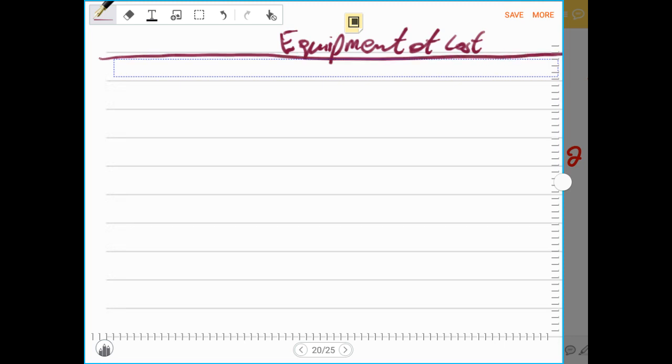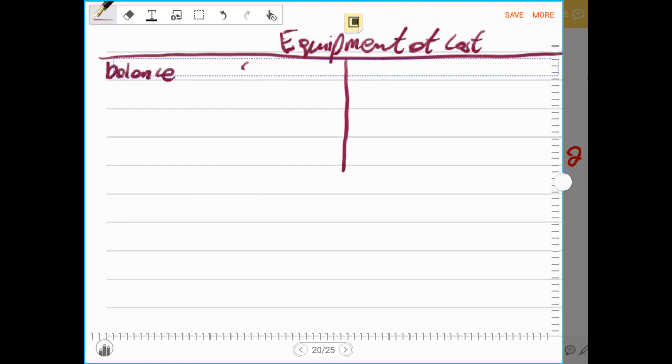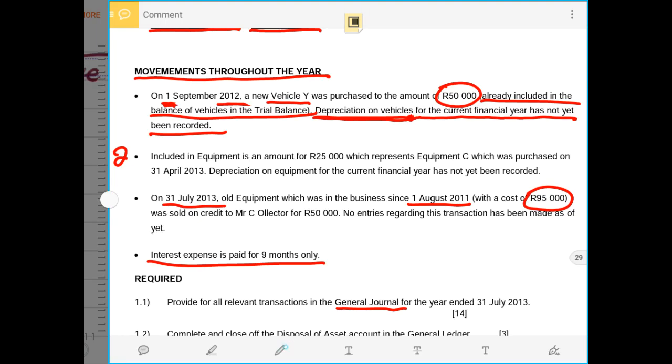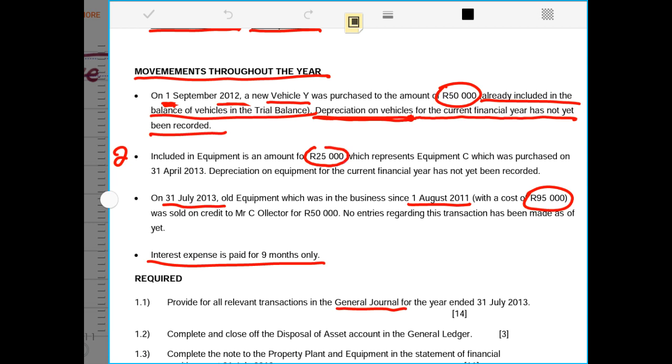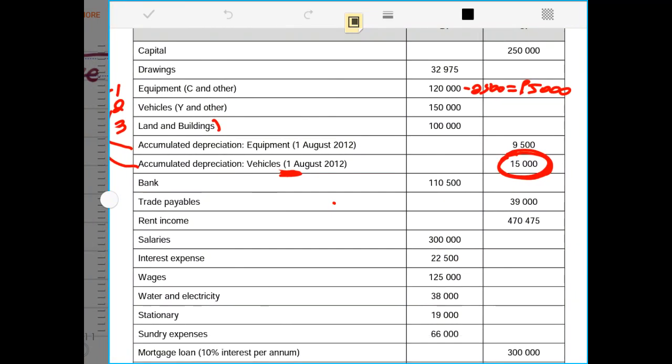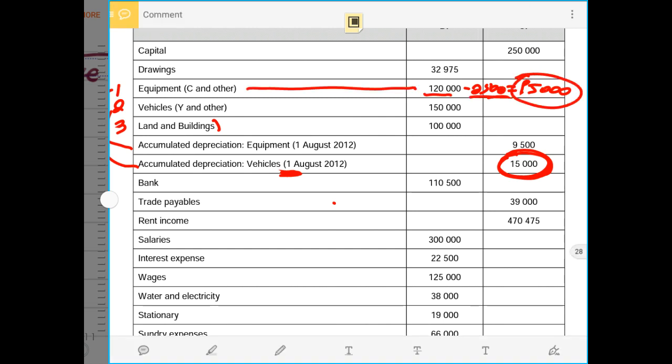Then I draw the line as usual. This is an asset account, so it will have a balance on the debit side, and the balance will be 95,000 rands. Why is the balance 95,000 rands? Because an amount of 25,000 rands is for the equipment that was bought during the year, and this 25,000 rands is already included in the cost of the equipment, as I have shown you there. 120,000 minus the new equipment of 25,000 rands that was bought during the current year gives us 95,000 rands as an opening balance.